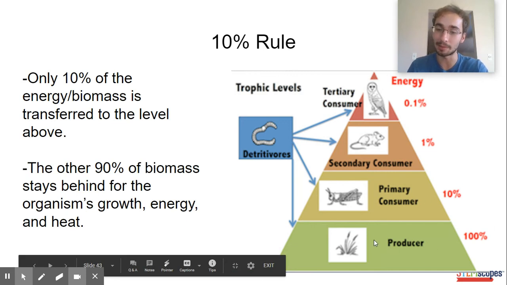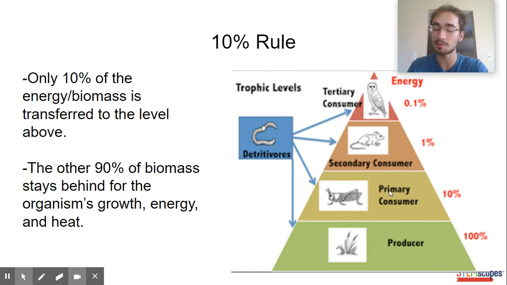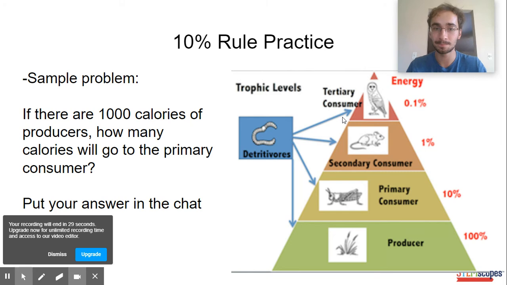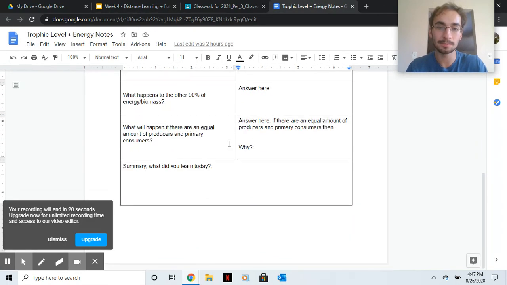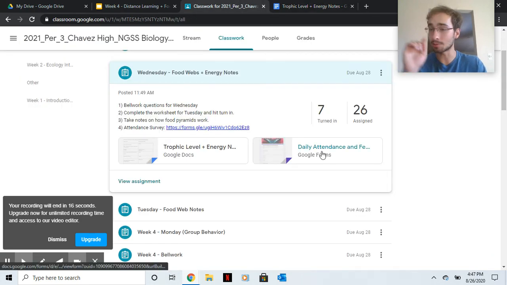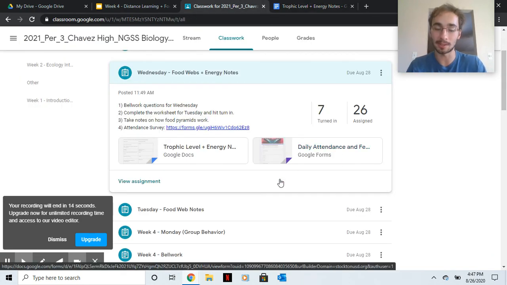You need 10 times more plants than the primary consumers, 10 times more insects than the mice, and then 10 times more mice for owls, for everything to be in perfect order, like the pyramid. That's the 10% rule. And then we'll get into the 10% rule practice tomorrow. Now you should have everything you need to take the notes. When you're done, hit turn in and then do the attendance survey.